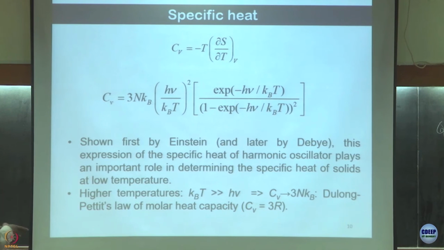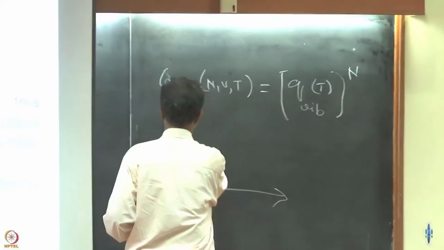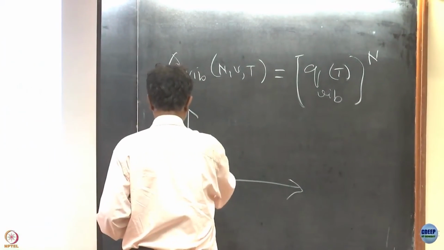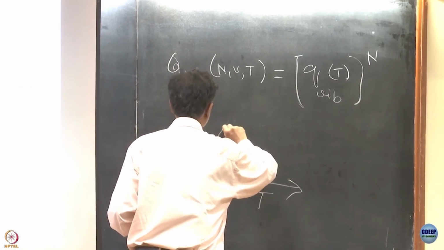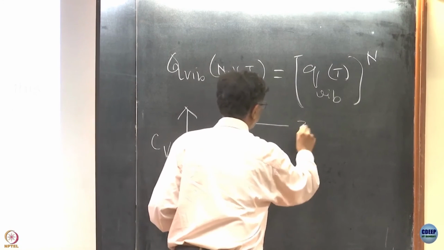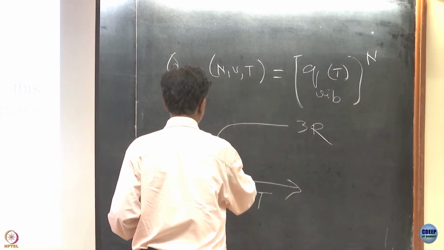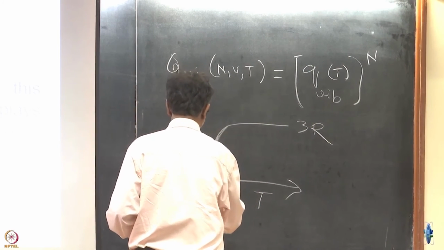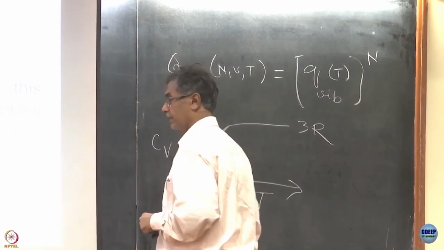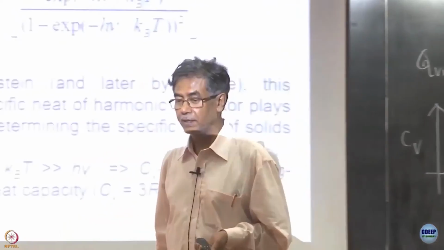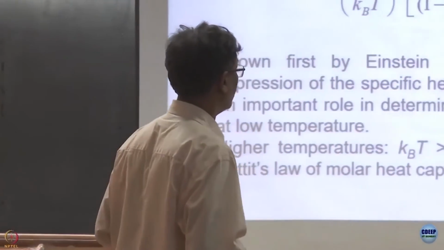So the specific heat of solids goes like that. This is 3R, Dulong-Petit's law. Here you find some signature of exponential, but here it goes as T cube. That is the one that Debye corrected by improving on Einstein's assumption of a single mode.